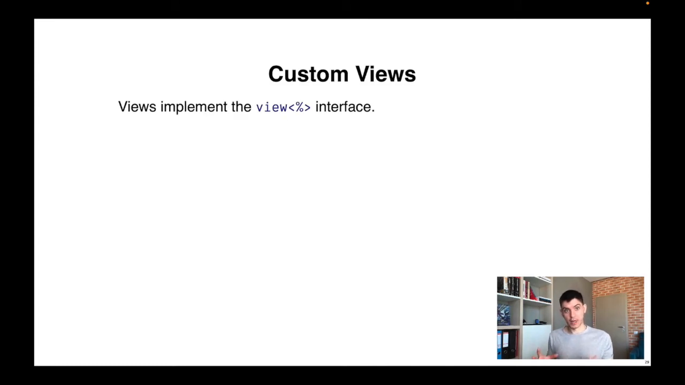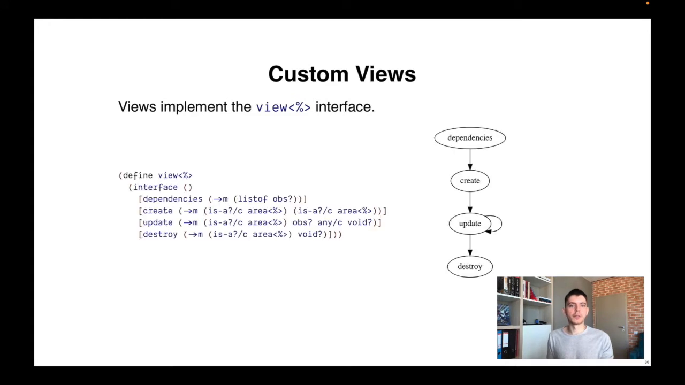Sometimes you might have to drop down and implement custom views, perhaps to wrap a new widget in the GUI library or a custom one that you've developed. And this is fairly straightforward. Every view must implement the view interface, which is made up of 4 methods. Every view needs to be able to list the observables that it depends on. And that could be an empty list, in which case it'll be a completely static view.